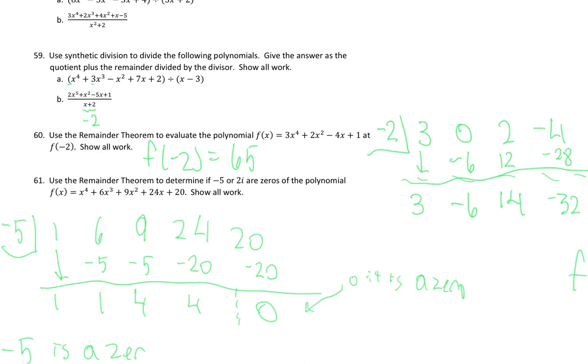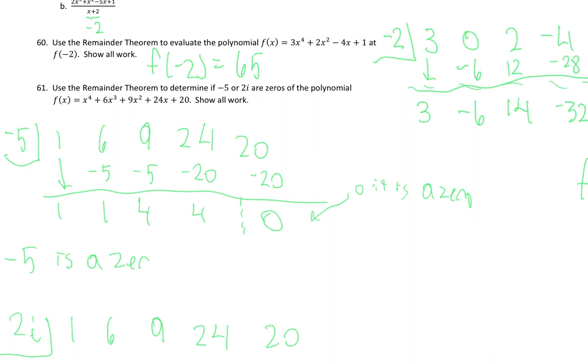So we want to check this one. Fun fact, if 2i works, then minus 2i will also work. That's just a little thing that's helpful to know. So let's see if this works. So 1 times 2i is 2i. And we get 6 plus 2i. Real quick, 2i times 6 plus 2i. Well, we can distribute that. We're going to get 12i plus 4i squared, which is the same thing as 12i minus 4.